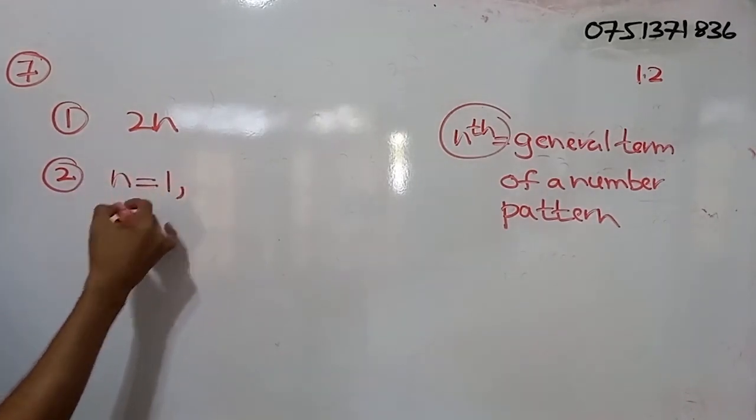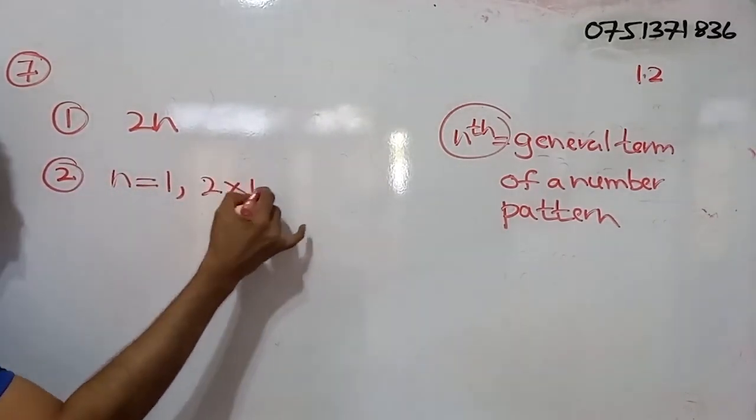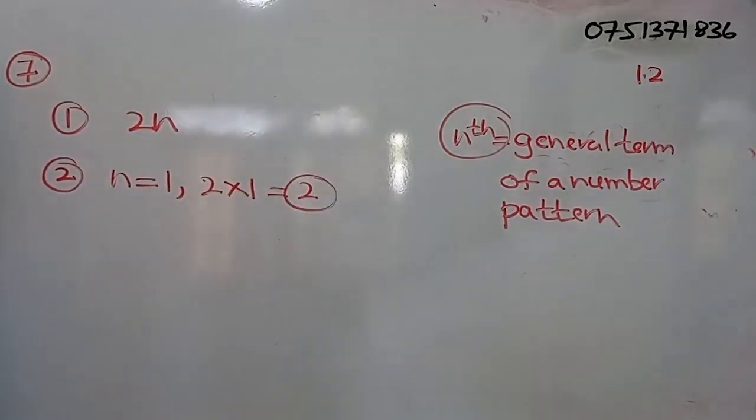When n is equal to 1, 2 times 1. So that is 2. Correct.